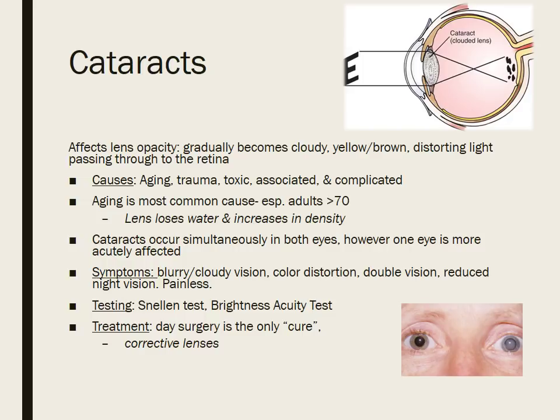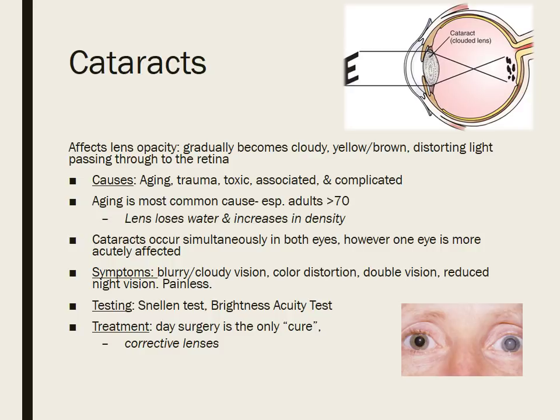So you can see this yellow mark here, the lens here on the eye. It sits behind the iris, and the purpose of the lens is to focus images onto the retina. So usually it's clear, so images can be focused pretty clearly. In cataracts, the lens becomes opaque or cloudy. It can turn kind of yellowish brown, and then that light that's passing through becomes distorted.